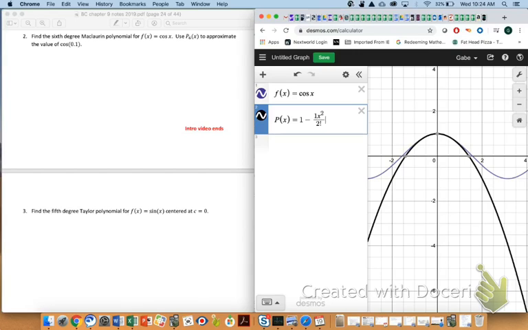Okay, so if there's no third degree, then maybe there's a fourth degree. Anybody know what the fourth degree is? And is it a positive x to the fourth or a negative? Positive? Okay, good. So plus x to the fourth over 4 factorial.